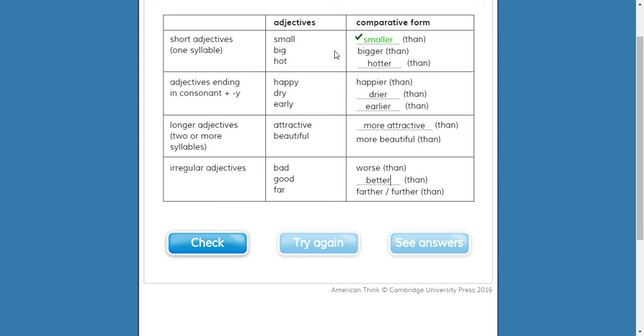Okay? Let's remember: small, smaller, smaller than. Big, bigger, bigger than. Hot, hotter, hotter than. Happy, happier, happier than. Dry, drier, drier than. Early, earlier, earlier than. Attractive, more attractive than. Beautiful, more beautiful than. Bad, worse, worse than. Good, better, better than. Far, farther, farther than. Now let's check if those answers are correct.